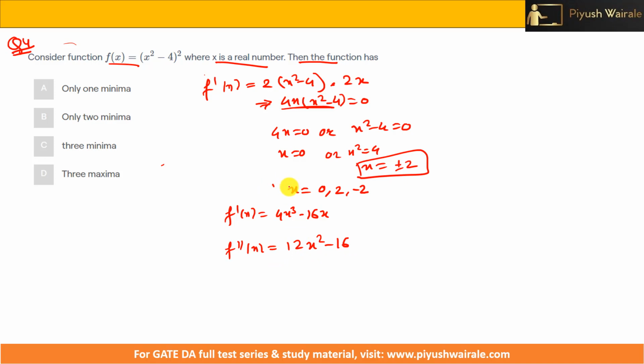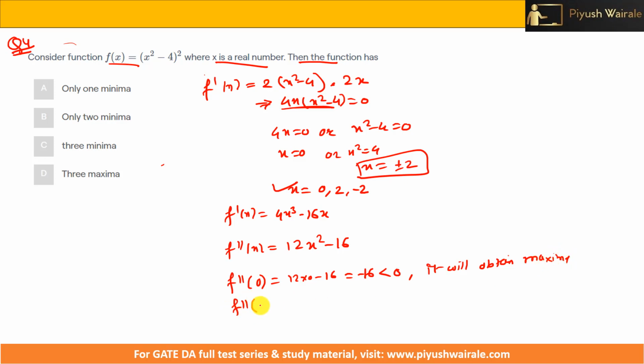Now just try to put the stationary point in this f double dash of x. So f double dash of 0 will be 12 into 0 minus 16. So this is minus 16, negative, less than 0. So it will obtain maxima, right? It will obtain maxima at less than 0.